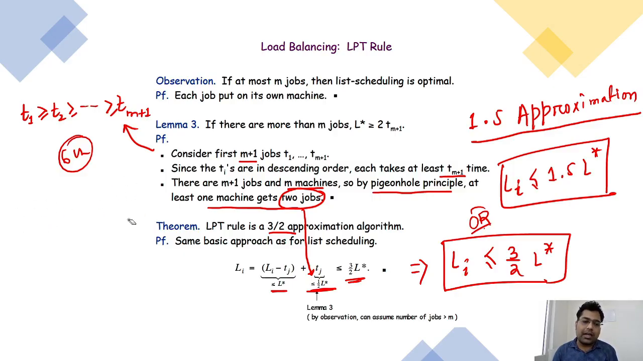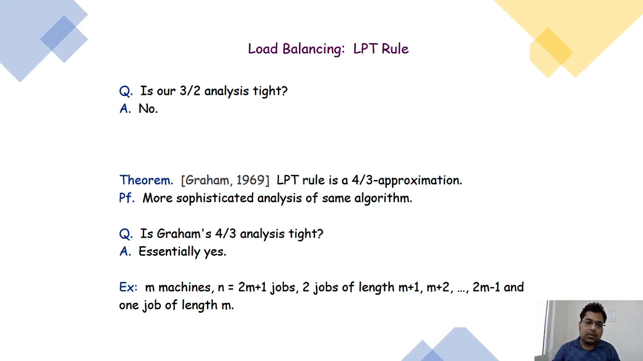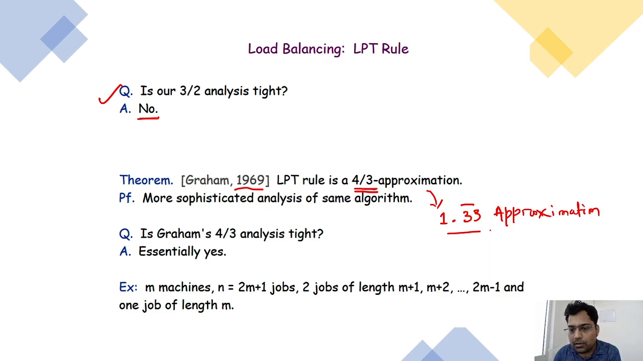Whether it is tight or not, tight in the sense of whether this bound is fixed or not. How to prove that? Obviously it is not tight. Why? Because as per Graham's rule from 1969, the LPT rule provides 4 by 3 approximation, which is nearly 1.33 repeating. I'm just writing it here, 1.33 approximation. This is what we can expect, and essentially this bound is tight.